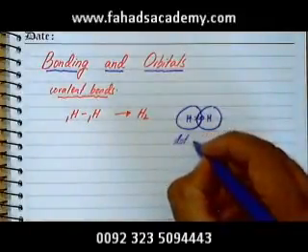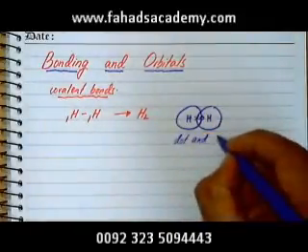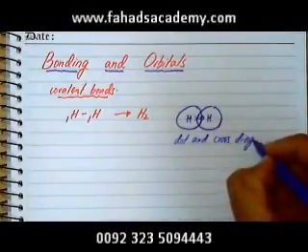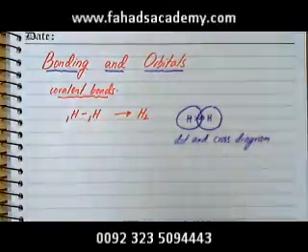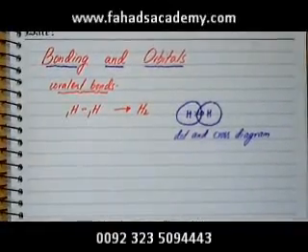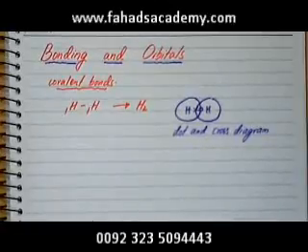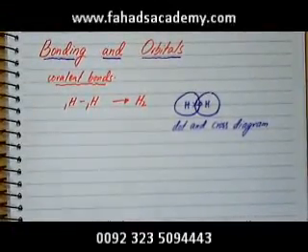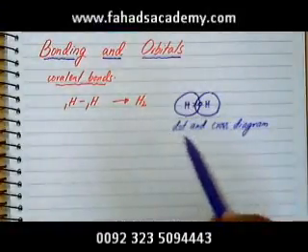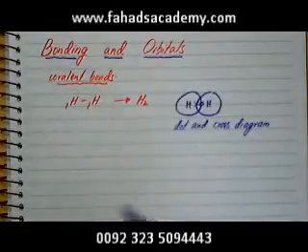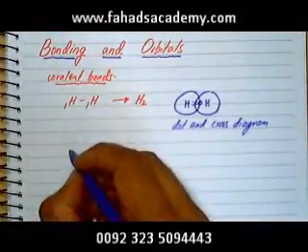So let's write that down, dot and cross diagram. This is what chemical bonding looked like when you were using your old concepts of electronic configuration. Now, using orbitals, we're going to study how this exact bond looks. Let's start off with the electronic configuration of hydrogen first.